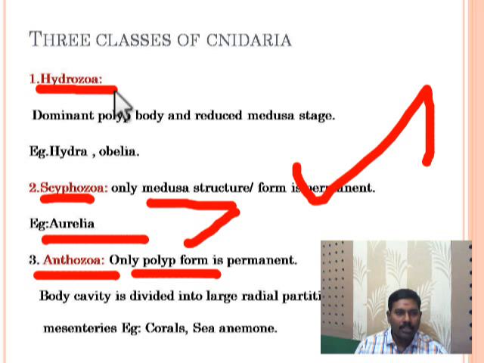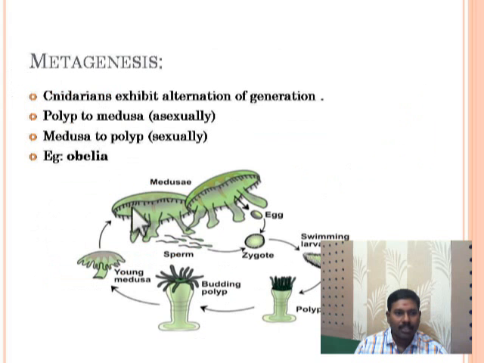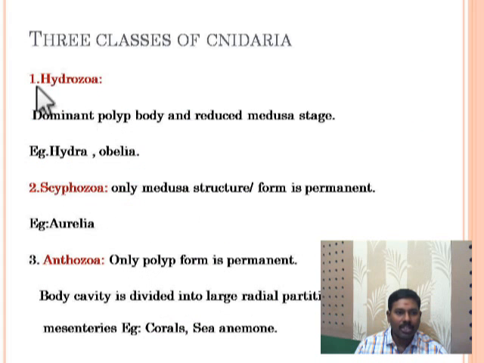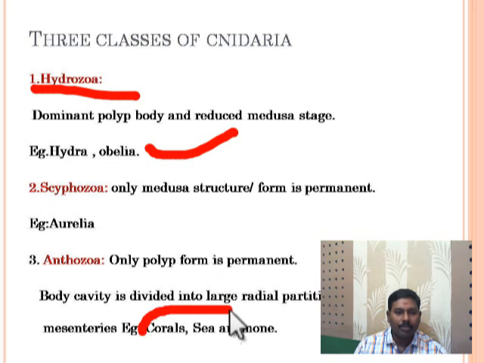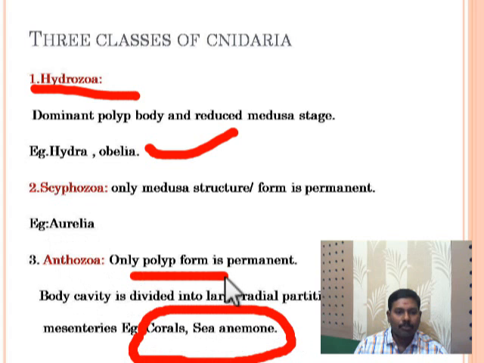But Hydrozoa can be present in both forms, polyp as well as medusa. That we already saw in metagenesis. Here, alternation of generation between medusa to polyp will happen in Obelia and Hydra only, because both of them are members of Hydrozoa. Whereas in Anthozoa, corals and sea anemone are the examples. They will exhibit only the polyp structure, that is the cylindrical form.